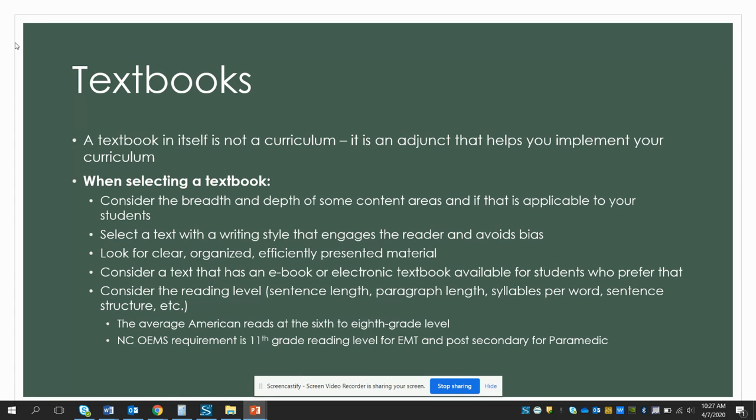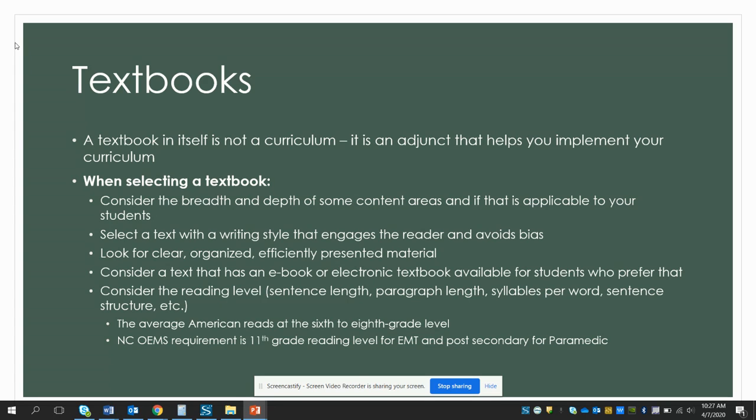I myself prefer plain text, so writing that is easy to understand and also that has pictures, case studies, graphs, things that they can use and take more than just the words on a page to read and look at. So we want to select a text with a writing style that engages the reader and avoids bias. We want to look for clear, organized, efficiently presented material. You can consider a text that also has an ebook option, because there are some students who prefer that.